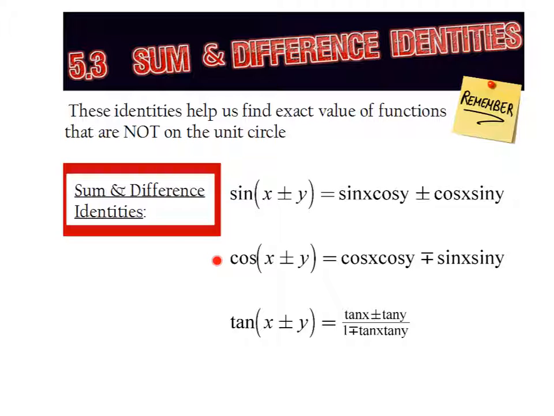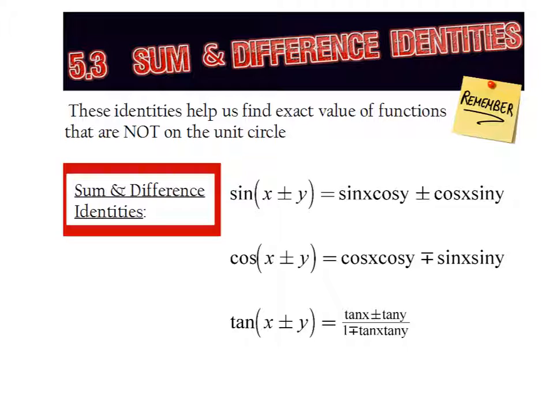The cosine identity is very similar, except it has some key differences. Notice instead of going sine, cosine, it's going to go cosine, cosine, sine, sine. So the order of those things is going to be different. The other major difference is this right here. This is not a plus or minus, it's a minus plus, which means you're going to do the opposite of whatever you see in the parentheses.